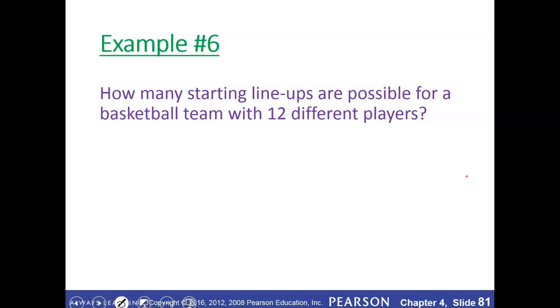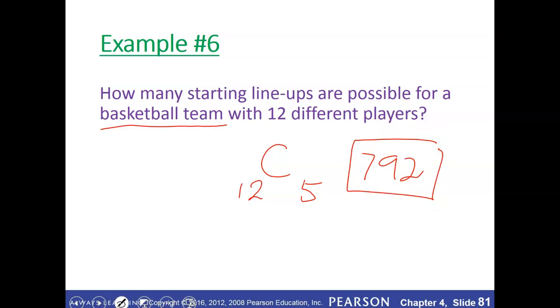How many starting lineups are possible for a basketball team with 12 different players? So the first thing I need to know is, is this a permutation or a combination? Well, on a basketball team, it doesn't matter. I have 5 people that are going to start, but it doesn't matter who I pick first. It's a group of 5, so order doesn't matter. So this is going to be a combination. I have 12 people to choose from, and I want to pick 5 of them. So this is going to be 12 combination 5. On my calculator, I'd start by entering 12, go over to probability, go down to nCr, put in 5, and that's going to be 792 different starting lineups.